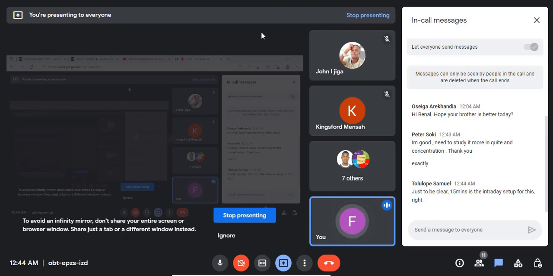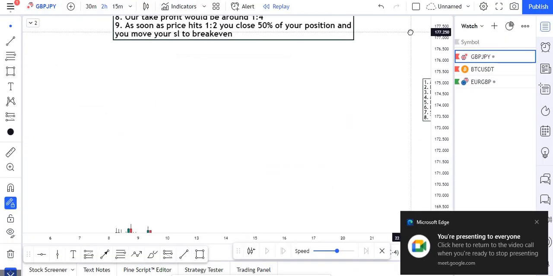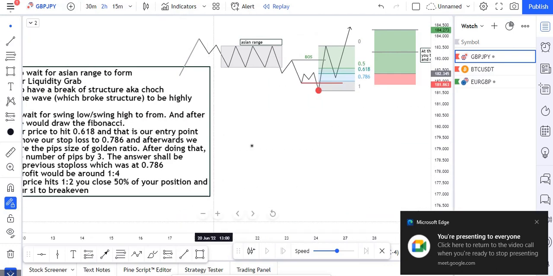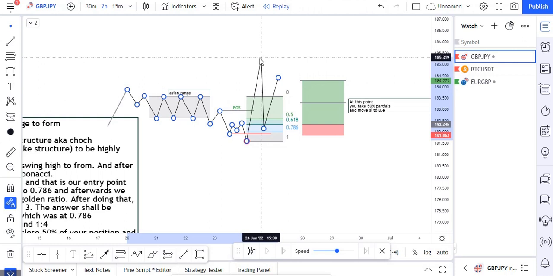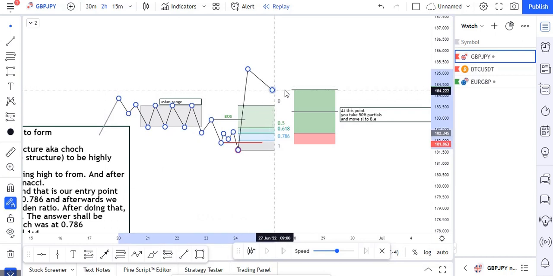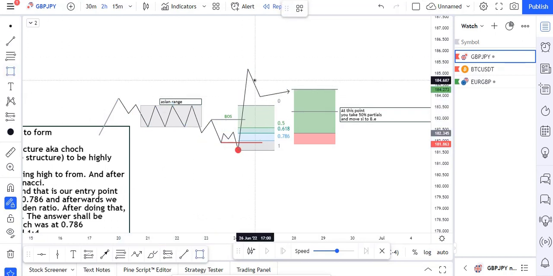Yes, Samuel, this specific setup is for intraday. One thing to mention: if you have this setup, obviously this Asian range has formed, and we are waiting for a pullback in this specific zone. But instead of a pullback within this Asian range, another Asian range forms in between here. So that previous setup is now invalidated.